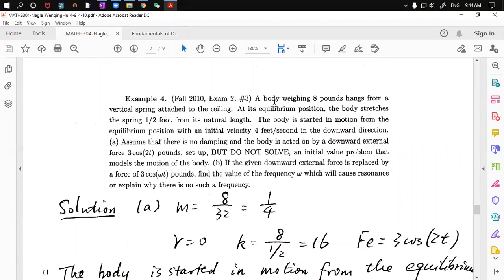For example, this problem says you have a body weighing 8 pounds hanging from a vertical spring attached to the ceiling. At the equilibrium position, the body stretches the spring 1/2 foot from the natural length. The body is started in motion from the equilibrium position with initial velocity 4 feet per second in a downward direction. So assume there's no damping and the body has an external force, can you set up the problem? And if the given downward external force is replaced by another force where you have an omega to be chosen, remember here the omega is to be chosen, can you find the value of the frequency omega which is going to cause a resonance? So that's going to be a problem with resonances.